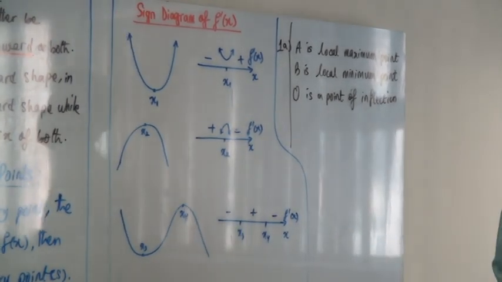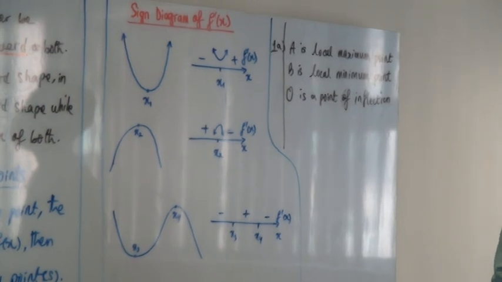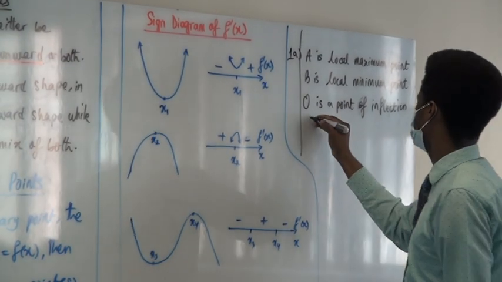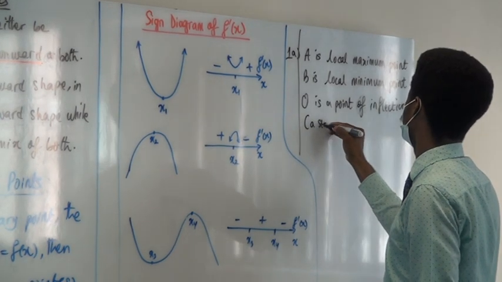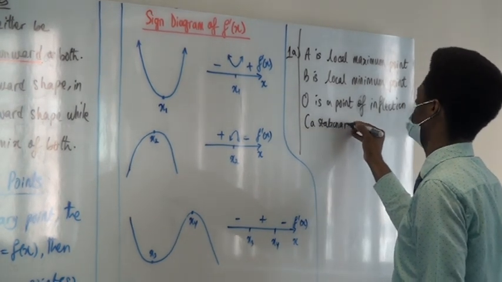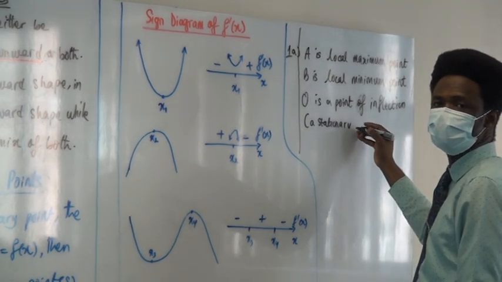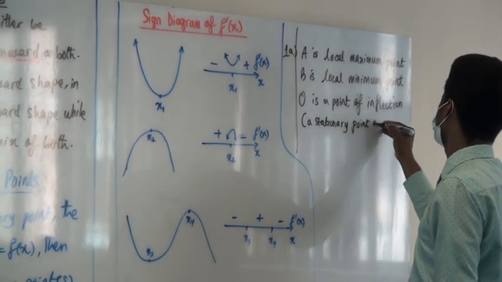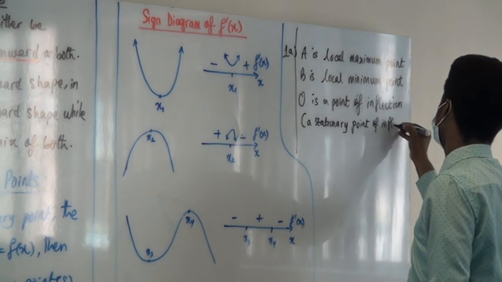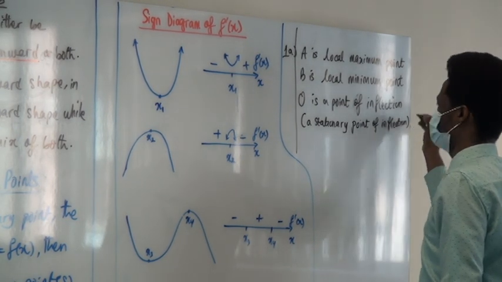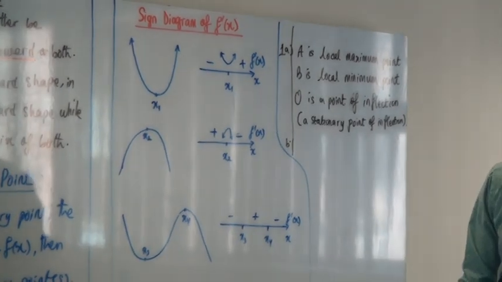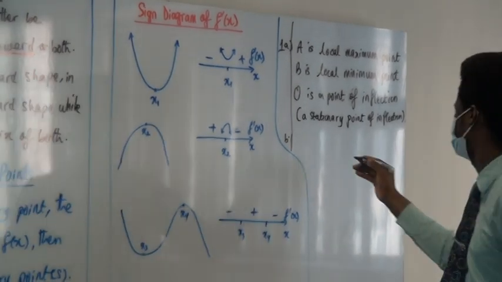This kind of inflection is called a stationary point of inflection. We'll differentiate later, okay? As a matter of fact, it's stationary just because the gradient is 0 at that point. A stationary point of inflection. I'll tell you about the non-stationary point of inflection later. B says draw the sign diagram for the gradient function.